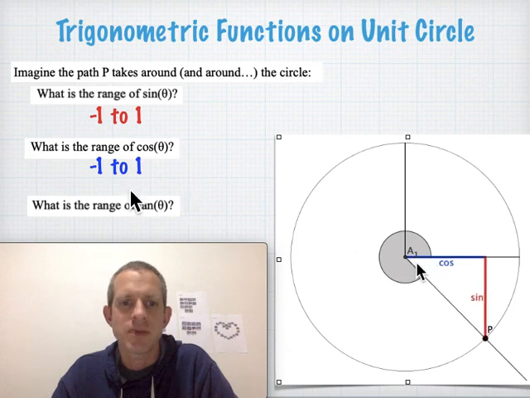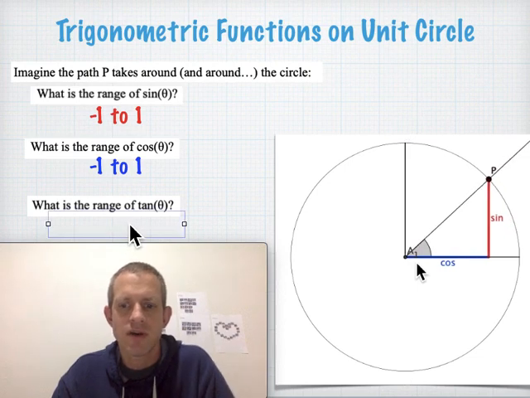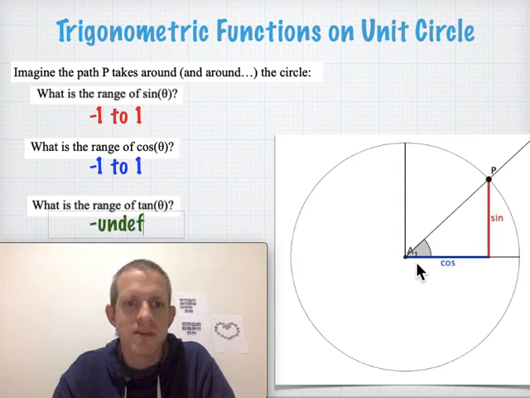So the range of tangent is actually a little bit more challenging because it doesn't have a defined range. It ranges everywhere from negative undefined, which isn't really a number, to positive undefined. We probably ought to say that it ranges from -infinity to positive infinity.